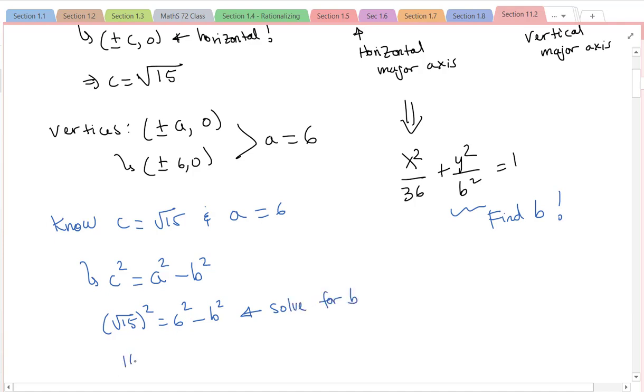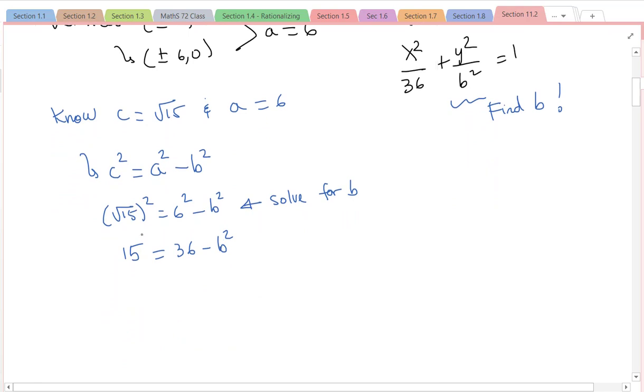So 15 is equal to 36 minus b squared. Subtract 36 from both sides. So I'm going to get negative 21 is equal to negative b squared. Divide both sides by negative 1. So 21 is equal to just b squared. Take the square root, so plus or minus the square root of 21 is equal to b. And so now we can finish our equation. Really, I just want to stop here, I'm looking for b squared.